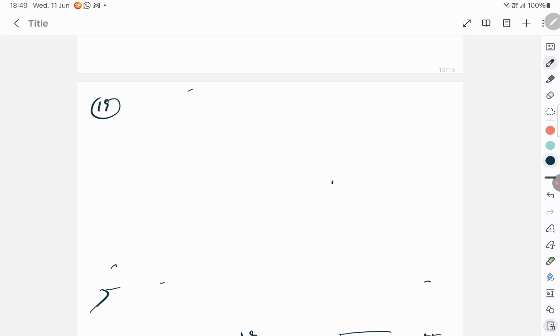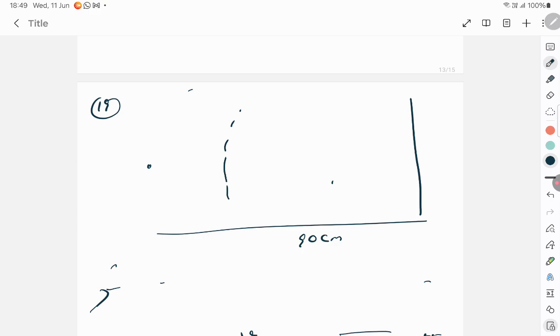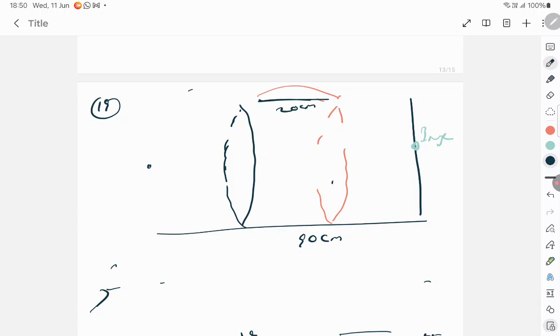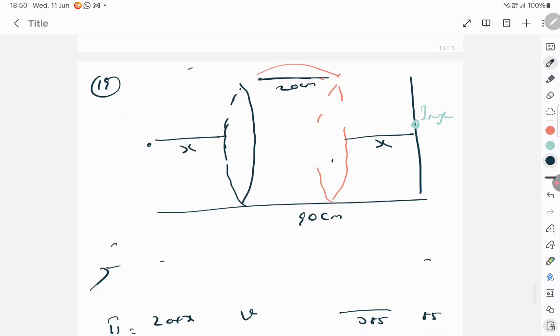A screen is placed 90 centimeter from the object. The image is formed on the screen at two different locations of the convex lens. At this location initially, and then I'm also shifting this lens here, yet I'm getting the image only here. The image is always here. In that case, we should understand that the distance between the two positions that we are shifting is given to be 20 centimeter. You have to assume this as x and this as x.